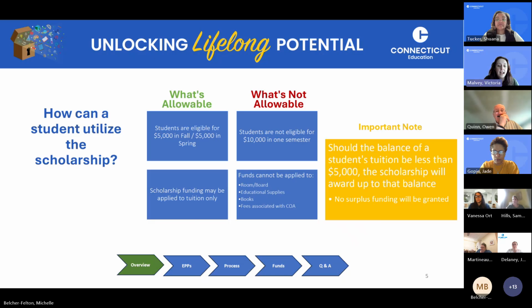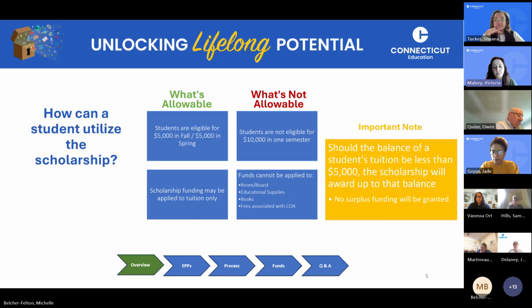All right. And I know that there were some questions about how a student can utilize a scholarship. So hopefully this can clear the air on that. Students are eligible for a total of $10,000 per academic year, meaning spring and fall. But you can only apply $5,000 per semester, so you can't have any sort of surplus funds from one semester into another. These funds are only applicable to tuition, not to room and board or books or cost of attendance.